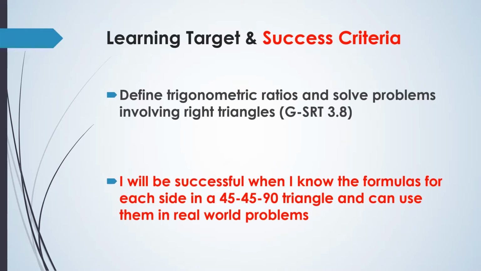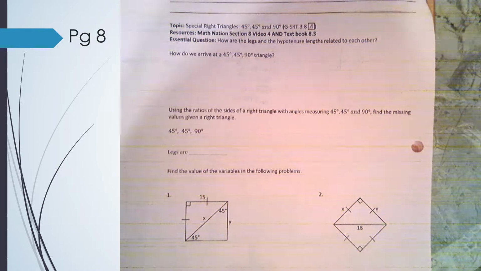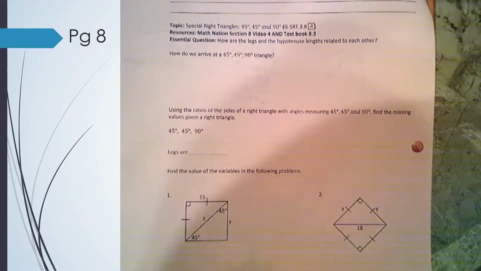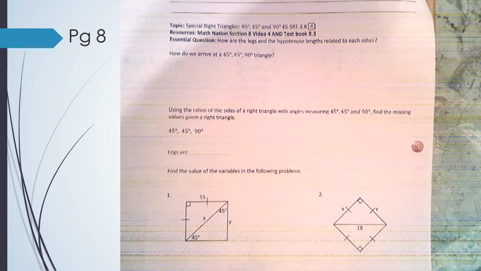All right, so this lesson is on the standard G-SRT 3.8, and this one says that we need to define trigonometric ratios and solve problems involving right triangles. That's the learning target. More specifically, the success criteria is that you'll be successful when you know the formulas for each side of a 45-45-90 triangle, and when you can use them in real-world problems.